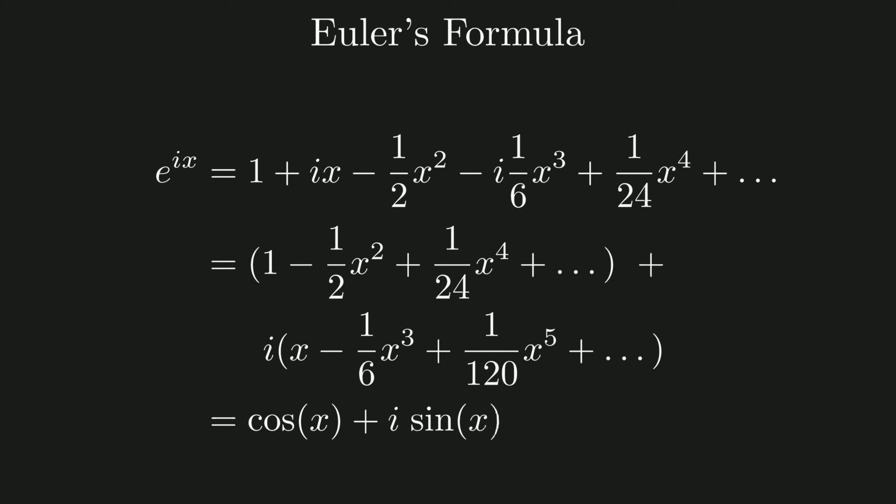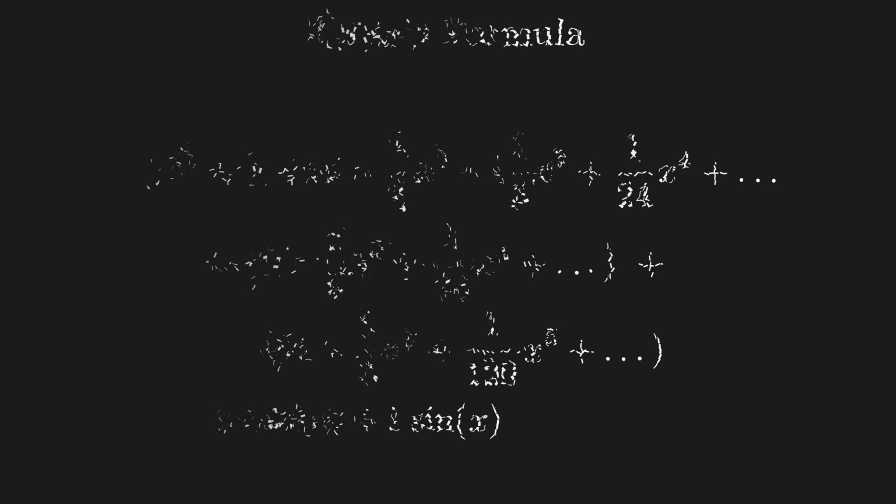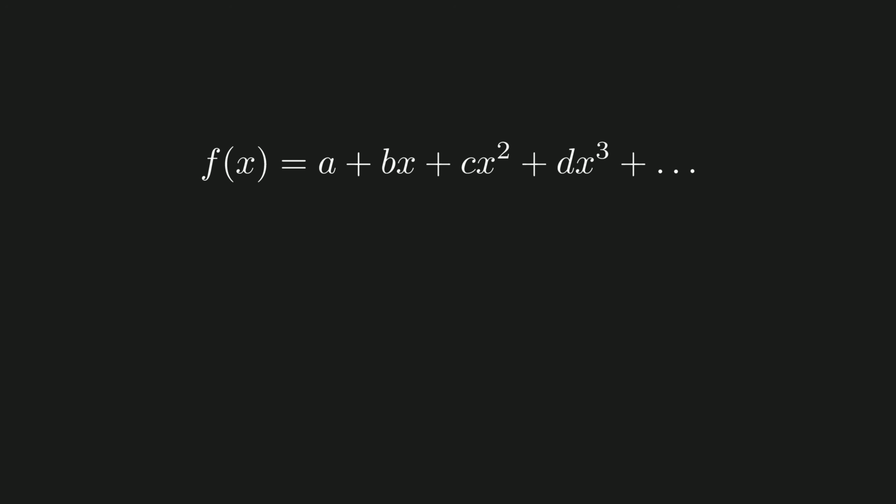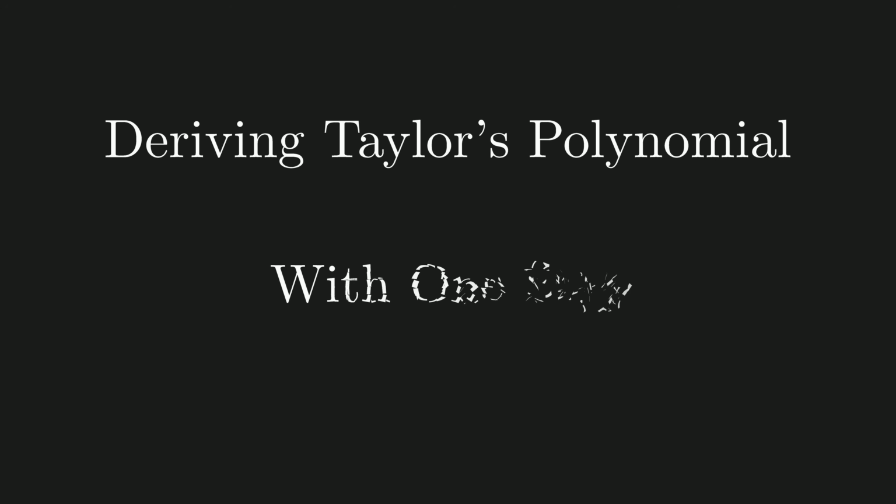Now, there are already plenty of resources out there which explain Taylor's polynomial. However, all of the ones I've seen take a rather unusual approach, where they assume that the function must be equal to some polynomial, and then work backwards to figure out what the coefficients are. In this video, I want to show you a better way of deriving Taylor's polynomial, one which is much more straightforward and simple. In fact, once you understand the basics of calculus, you can derive Taylor's polynomial with just one step.